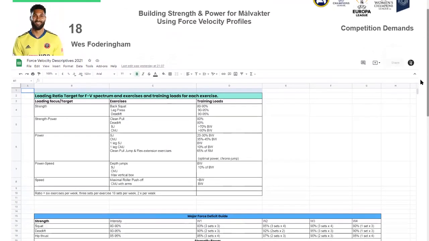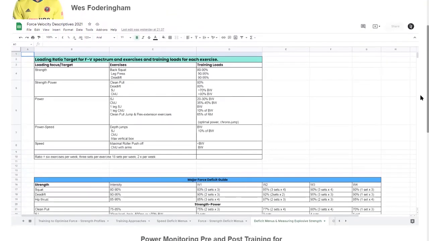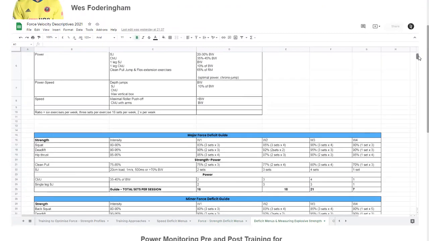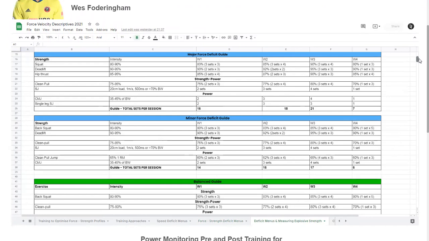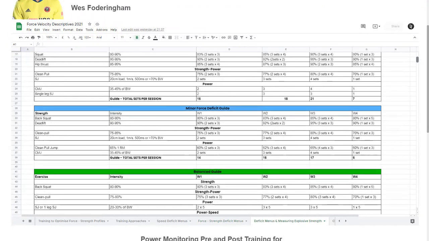And then these are just menus for exercising and training loads for each exercise, again, depending on the focus, to target the force velocity spectrum here. Again, these are just suggested guides. And we've got major force deficit guides, minor ones here. And again, these are just suggested exercises and rep ranges.